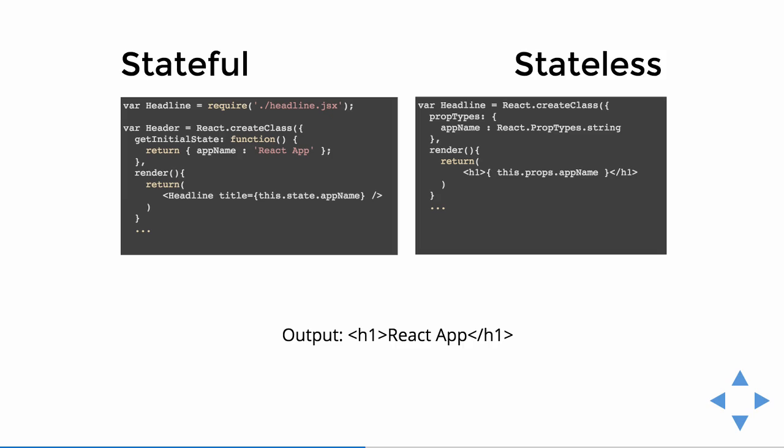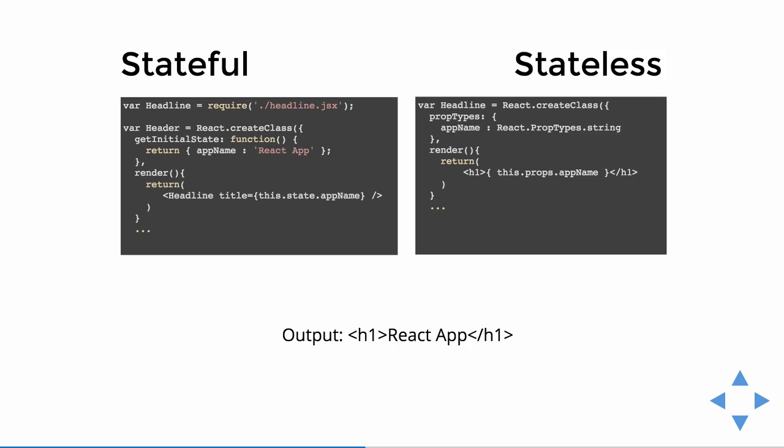Okay. So, as I said, we have stateful and stateless components, and it is quite important to separate them. You can see this short example. The stateful component obviously has a state, so you can see this function getInitialState, and it has some basic state. It requires another component, which is Headline in this example.